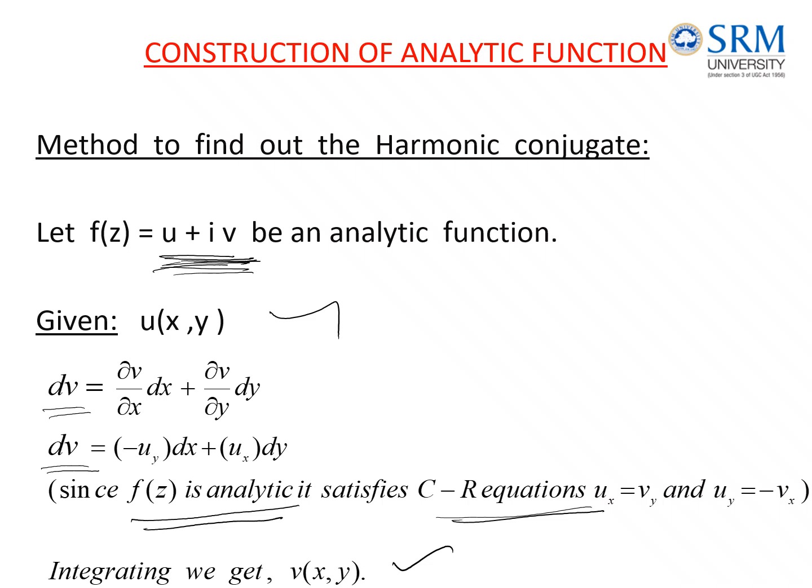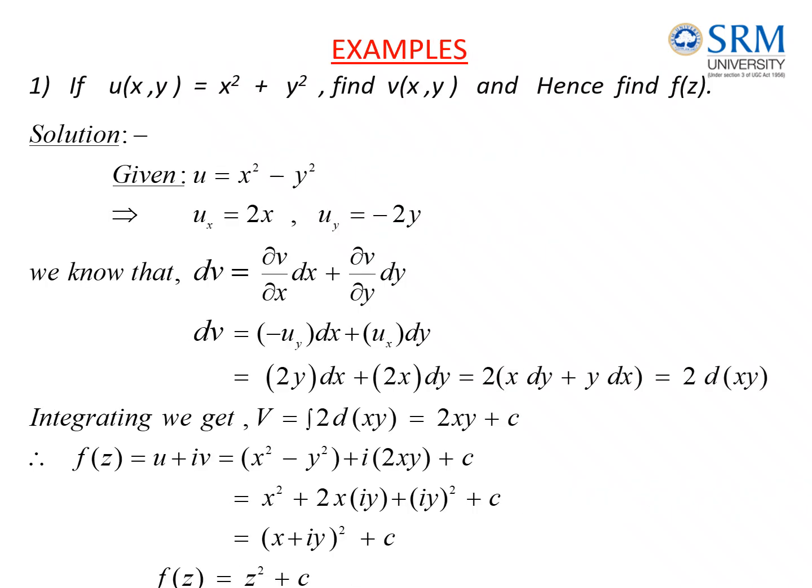With an example, we will see both the methods, how to find the analytic function if u is given, that is, the real part of the analytic function is given. So see this example, here u is given as x square minus y square. We need to find v, and then we need to find f of z. First we need to find v, which is called the conjugate harmonic function. For that we require the partial derivative of u with respect to x and the partial derivative of u with respect to y.